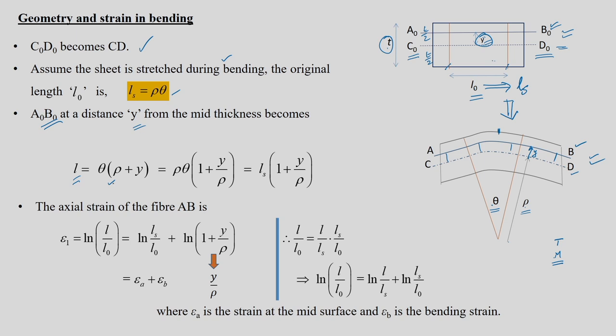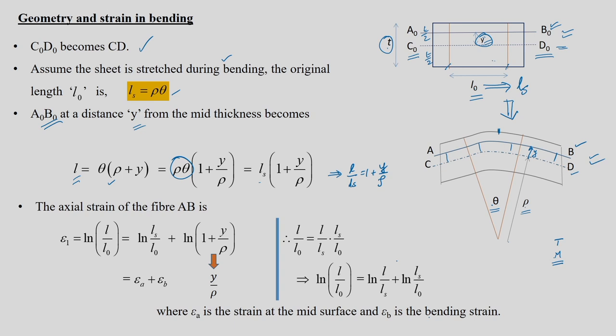So, this can be simplified as rho theta into 1 plus y by rho, and why I am doing it is because I can replace this rho theta by Ls. Ls into 1 plus y by rho. So, this will give me L by Ls is equal to 1 plus y by rho. It will be useful for us now.